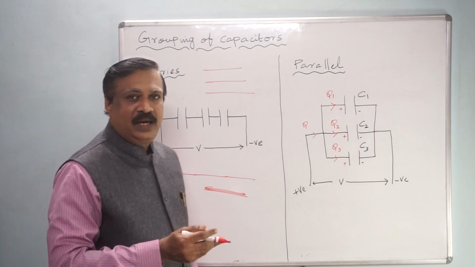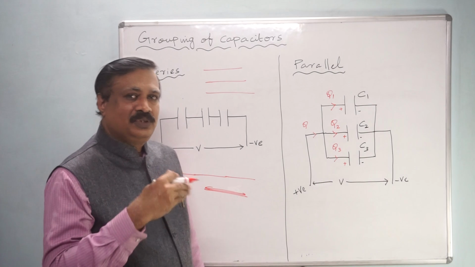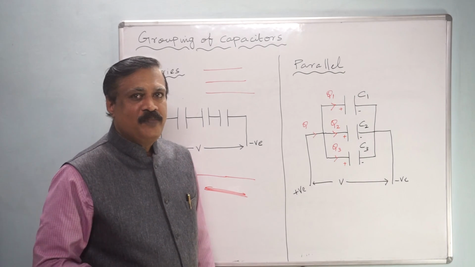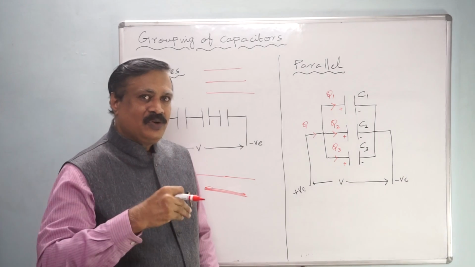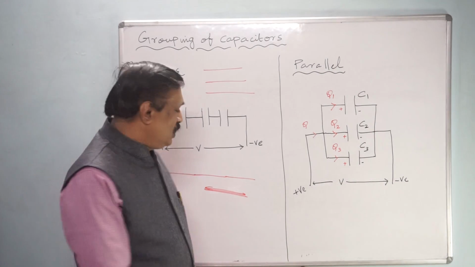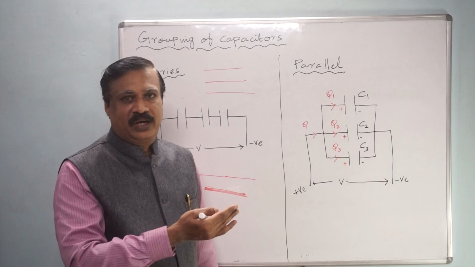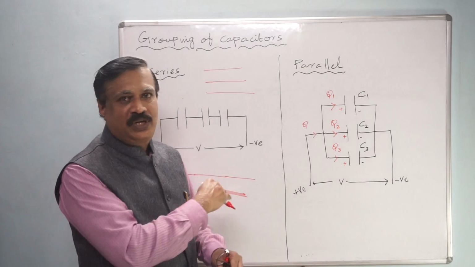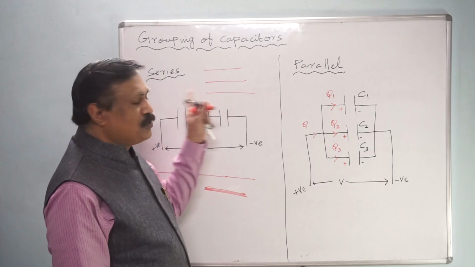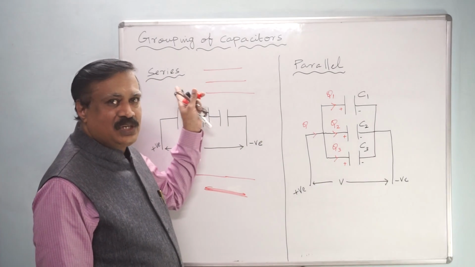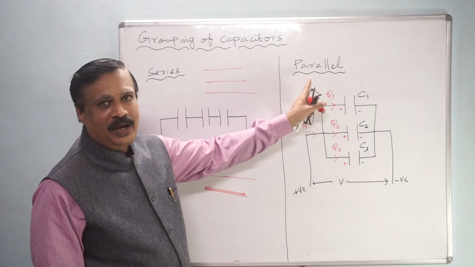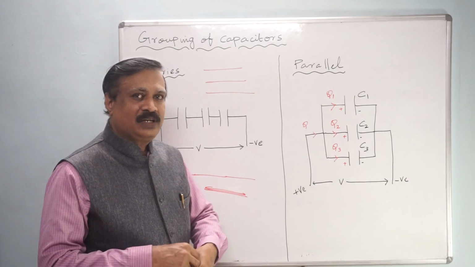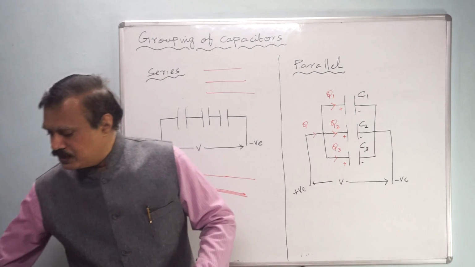Just like that, if you have different capacitors and you want a particular value, how do you connect them? Either in this way or in this way, or you can connect a mixture also. That is what we are going to see today. There are two types of combination: one is series connection, another is parallel connection. First let us see parallel connection. After that let us go for series connection.